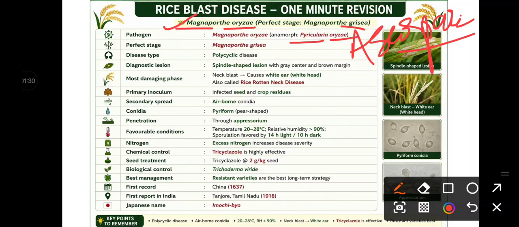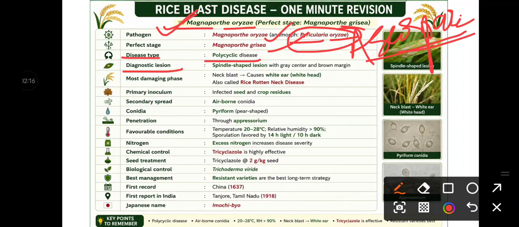So remember, the pathogen causing rice blast disease is a fungus. Its perfect stage is Magnaporthe oryzae, that is producing the ascospore, and the asexual or imperfect stage, lacking or not producing the sexual spore, produces conidia, that is Pyricularia oryzae. Next, disease type. It is a polycyclic disease. Polycyclic disease means in a single season it completes more than one life cycle, by production of conidia.